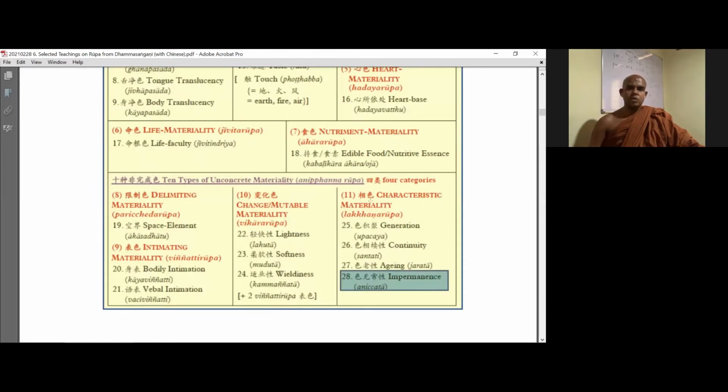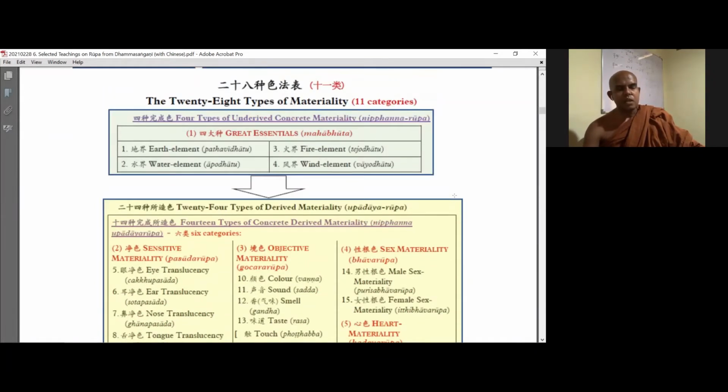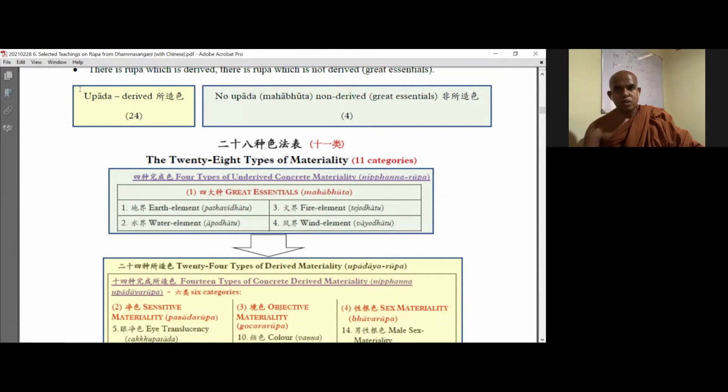Now, you can briefly get the meaning according to the first group. They classify into two groups, no? How they divide 28 rupa: Upada one group, and next group no Upada. No Upada means there are four elements, and Upada meaning other rest 24 rupa. Okay, this is the first group. Please continue to the next group.